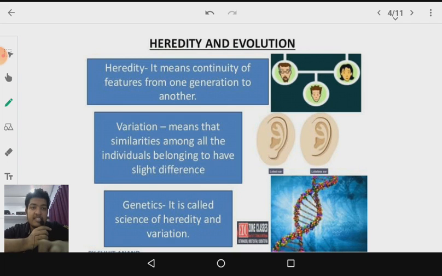Now let us study some basic terminologies of heredity and evolution. Heredity means the continuity of features from one generation to another generation. What is variation? Variation is the slight difference among individuals that otherwise show similarities, that is the degree of difference between the parents and offspring. That is known as variation. And genetics is a science of heredity and variation. So heredity is about the transfer of characters from one generation to another, that is transfer of similarities, and variation is the degree of differences between one generation and the next generation, and genetics is the study of heredity as well as variation.